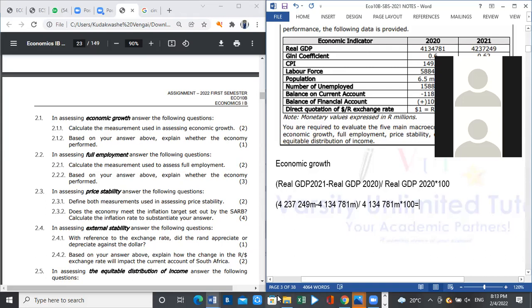For those with a calculator, you can type in the chat, or you can unmute yourself and say something. And don't forget to mute yourself afterwards. For those with calculators, what is the percentage that you're getting?